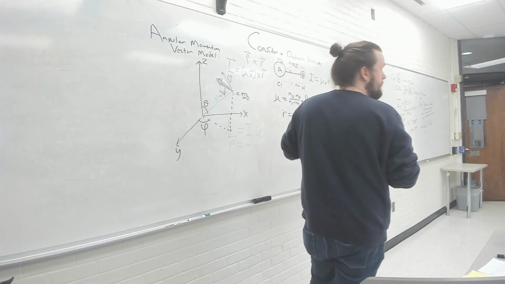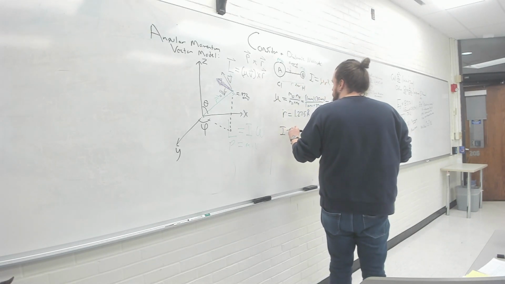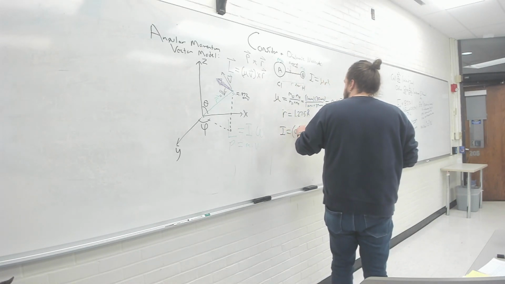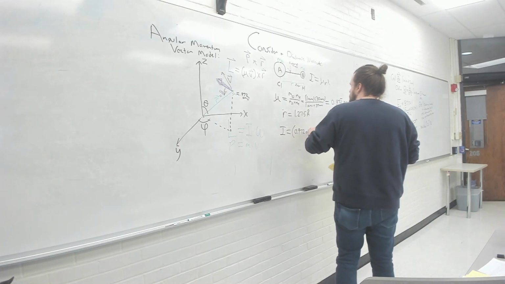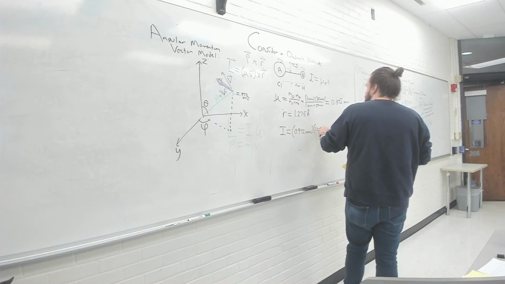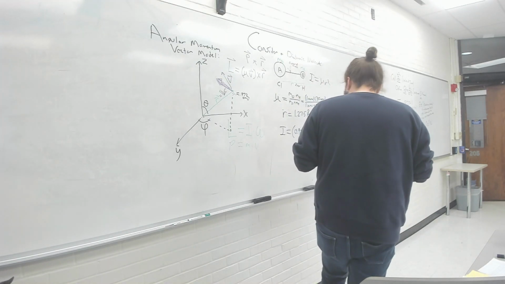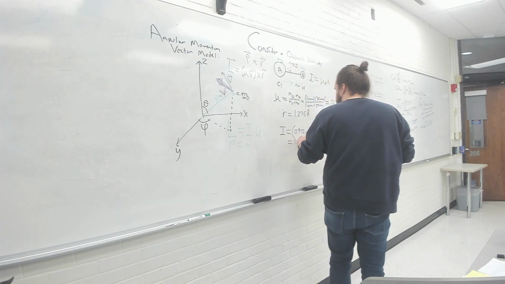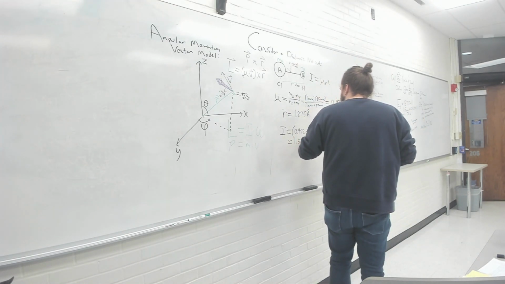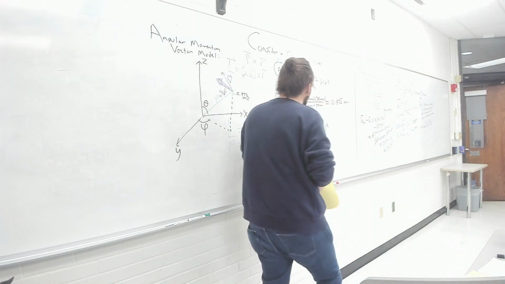And so now we can calculate the moment of inertia. We know the bond length and the mass. So I is going to be 0.972 AMU times 1.275 angstroms squared. And this is equal to 1.58 AMU angstrom squared.